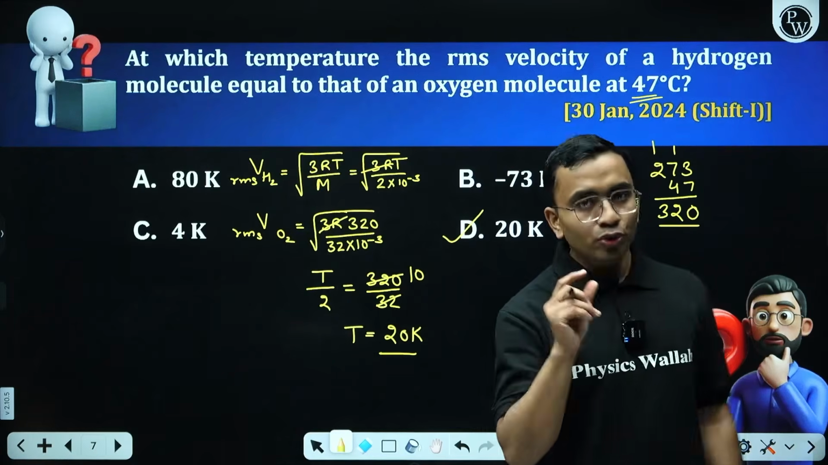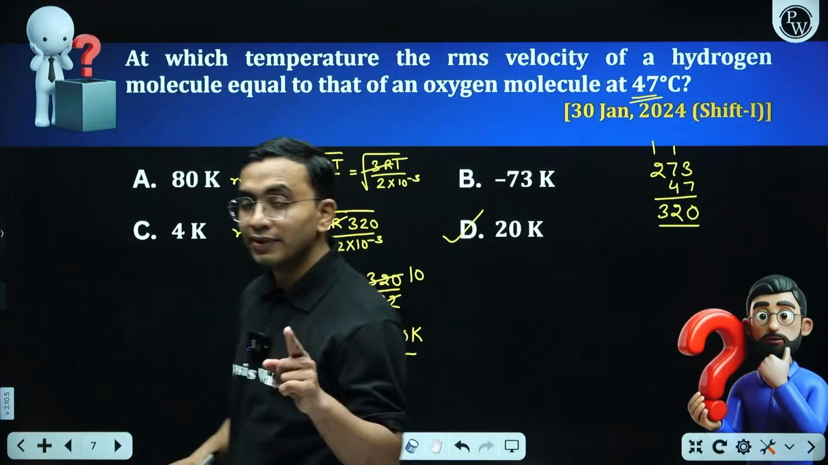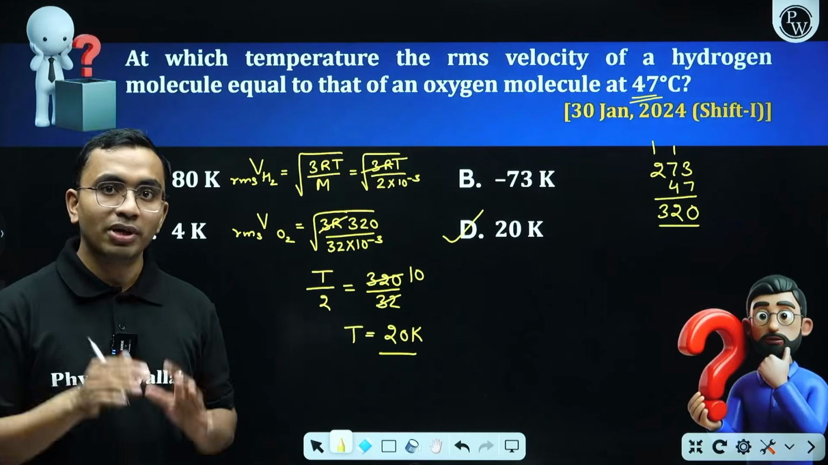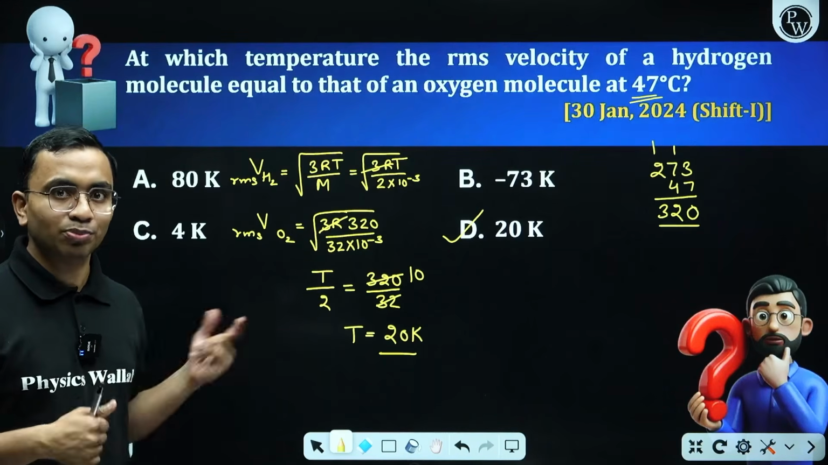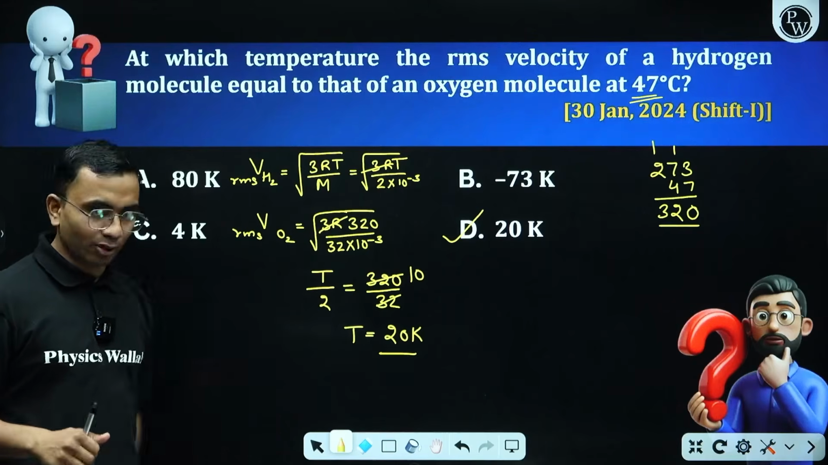So make sure when you write this formula, root of 3RT by m, you take temperature in Kelvin and the molar mass in kg, not in grams. We remember 32 grams, so don't just put 32, the answer will be wrong. So put 32 into 10 to the power minus 3 always.